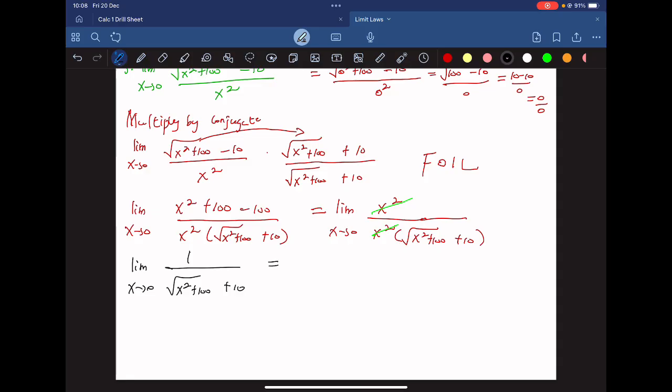So now if we evaluate at 0, we have 1 over square root of 0 squared plus 100, then plus 10. So this is 1 over root of 100 plus 10. Root of 100, remember, is 10. So you have 10 plus 10, right? And this is 1 over 20. And that is your answer.